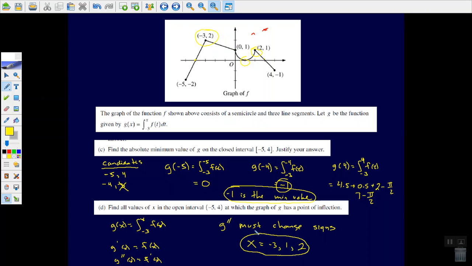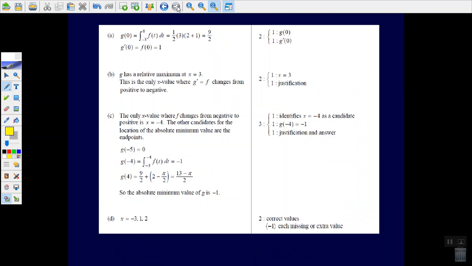Interesting note about this one. This is a rare time when it's only asking for the values of x. There is no mention of having to justify your answer. So we didn't even have to state how we found them. Okay, you'll see that in the answer key. Let's look at the answer key for all 4 parts. Remember, every problem is worth 9. And this time, part C was worth the most, probably because of the calculation needed in the candidates test.